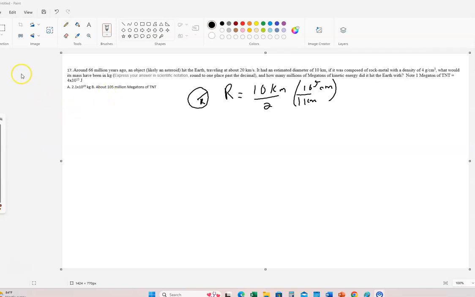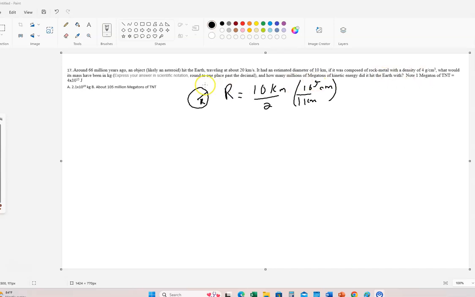All right, here's number 17. This is, of course, talking about the end of the dinosaurs. 66 million years ago, an object which was very likely an asteroid hit the Earth, traveling at about 20 kilometers per second. All right, we'll get to that a little bit later. It had an estimated diameter of 10 kilometers and was composed of rock and metal with a density of about, let's say, 4 grams per cubic centimeter.